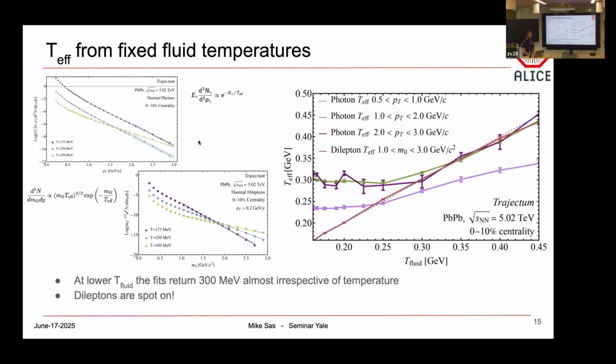Yeah, that's a good point, what Helen said. Even a high temperature will emit low invariant mass photons.